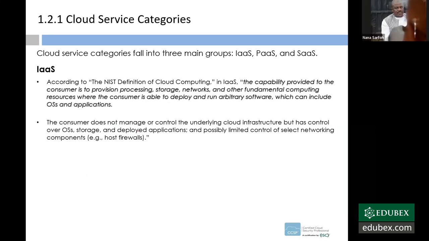Because when we talk about these cloud service categories, they come in different forms. And when we talk about cloud service categories, we're referring to the way the services are being grouped together. So within these cloud service categories, we'll be looking at number one, infrastructure as a service, number two, platform as a service, and the third one, software as a service.